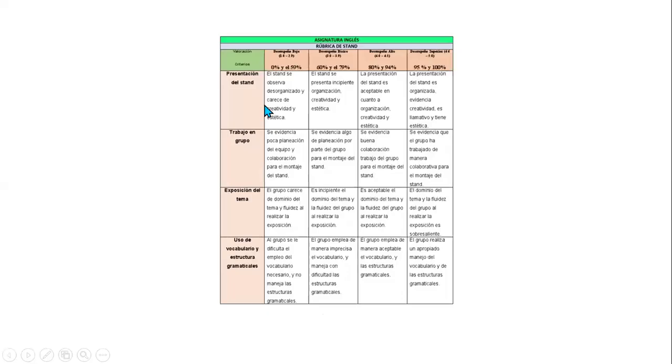Here we have others. This is presentation. This is a stand rubric. This is about presentation of the stand, group work, presentation of the topic, and use of vocabulary and grammar structures. This is presentation. This is group work. This is presentation of the topic, use of vocabulary and grammar structure. Could be. Yes, they are working from 0 to 100%.